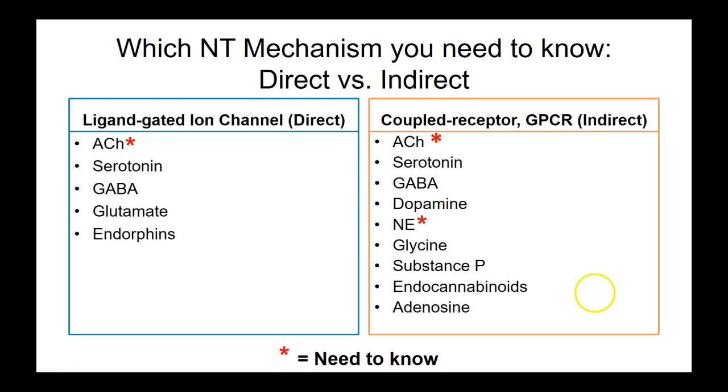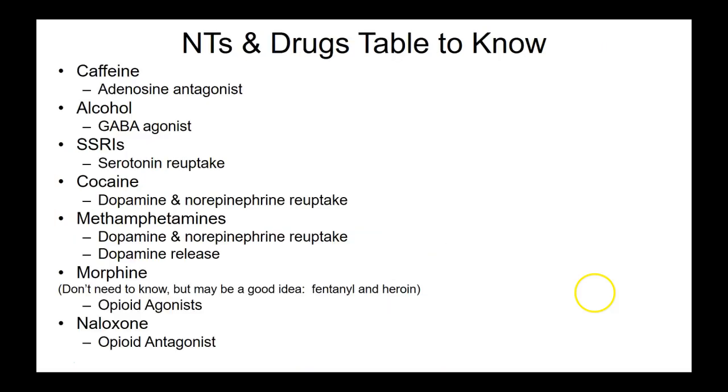It'd probably be a good idea. So this is the list. It's the same list that you have in the neurotransmitter table. These are the ones you need to know: caffeine, alcohol, SSRIs, cocaine, methamphetamine, morphine. You don't need to know, but maybe a good idea to know, fentanyl and heroin are also opioid agonists, and naloxone is an opioid antagonist. So you don't need to know all the neurotransmitters. These are the ones that you do need to look at.